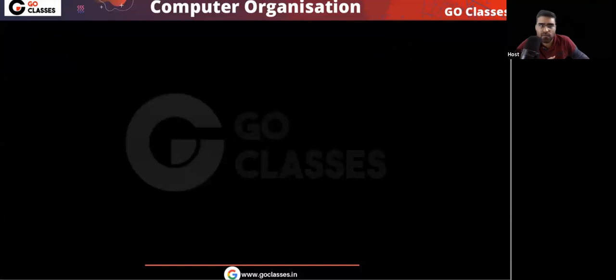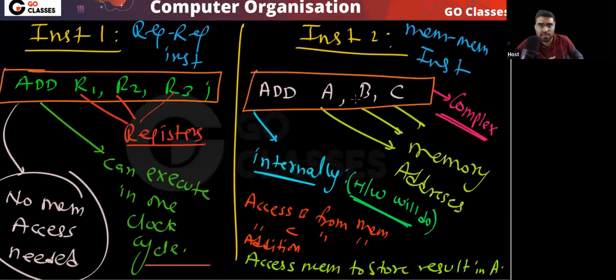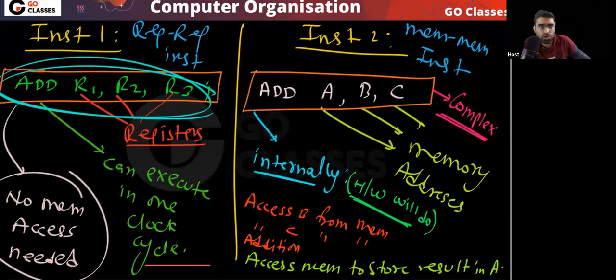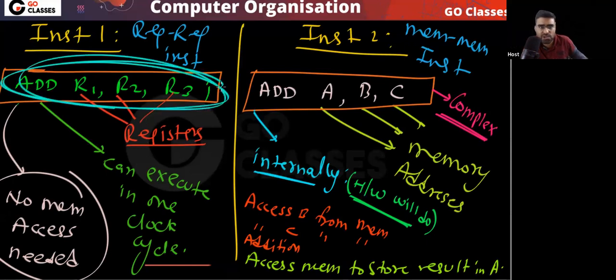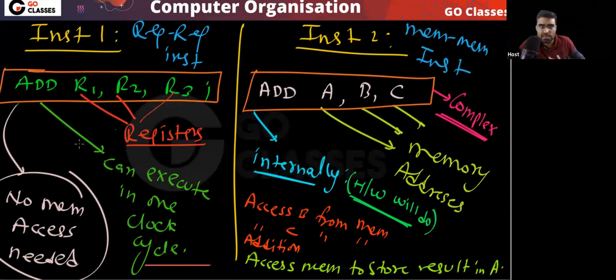What is the point? What is a simple instruction? What is a complex instruction? See, this is a simple instruction because you can execute it in only one or two clock cycles. There is no memory access required, so it is very easy. Similarly, this is a complex instruction because here you need to access main memory, and it will take many clock cycles.